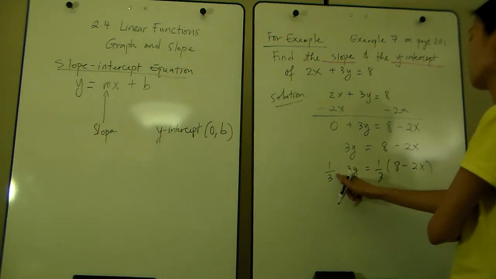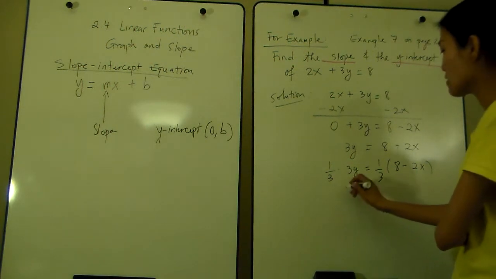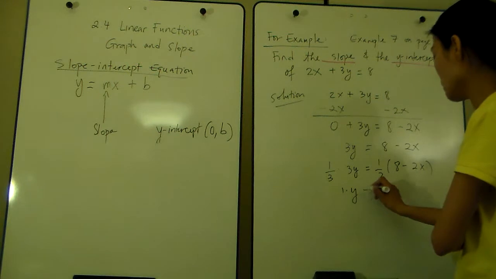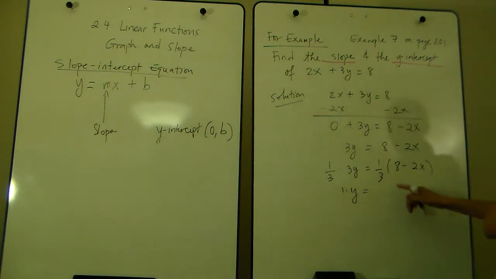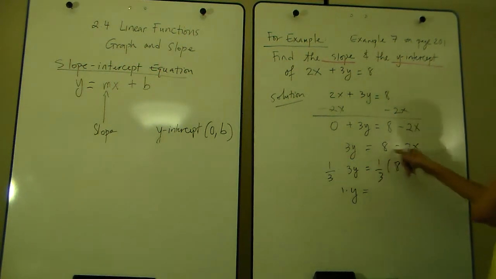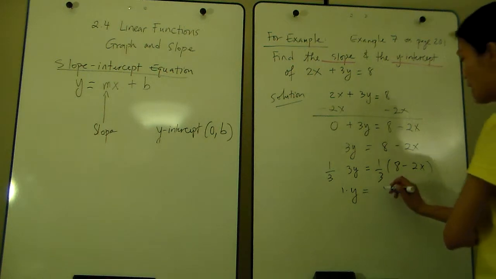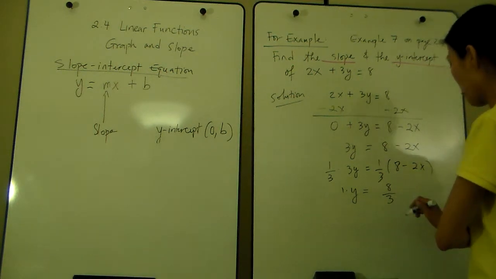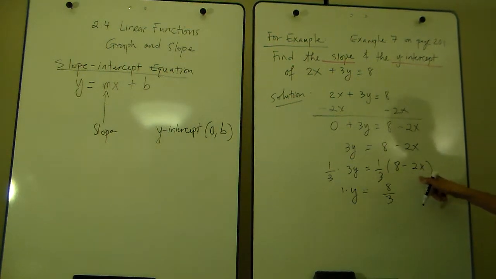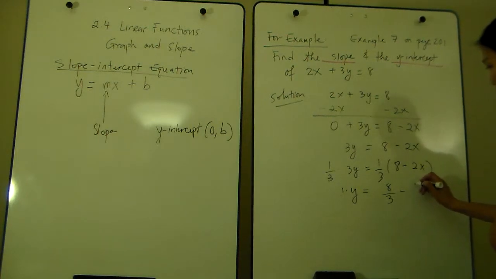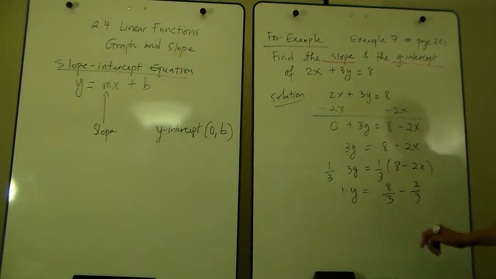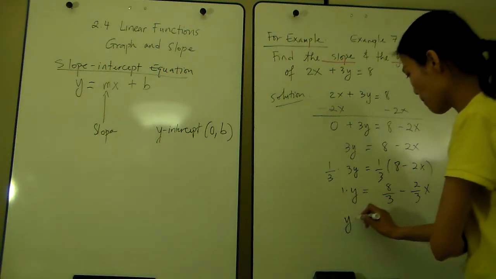1/3 times 3 is 1, so 1 times y equals 1/3 times 8. This time you distribute. 1/3 times 8 is 8 over 3. 1/3 times negative 2x is minus 2 over 3 times x. And 1 times y is y.